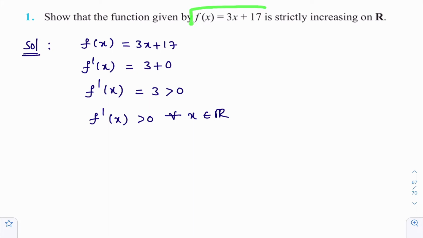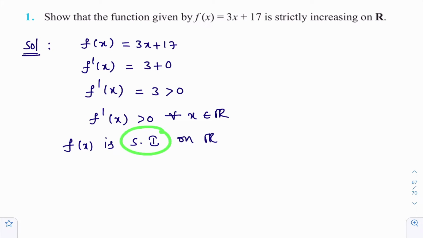So this is the given function. I came to know that its derivative is greater than 0 for all x belongs to R. So what I can conclude? I can conclude that f of x is strictly increasing on real numbers. I hope you understand this. In exam you don't write SI, you please write strictly increasing.